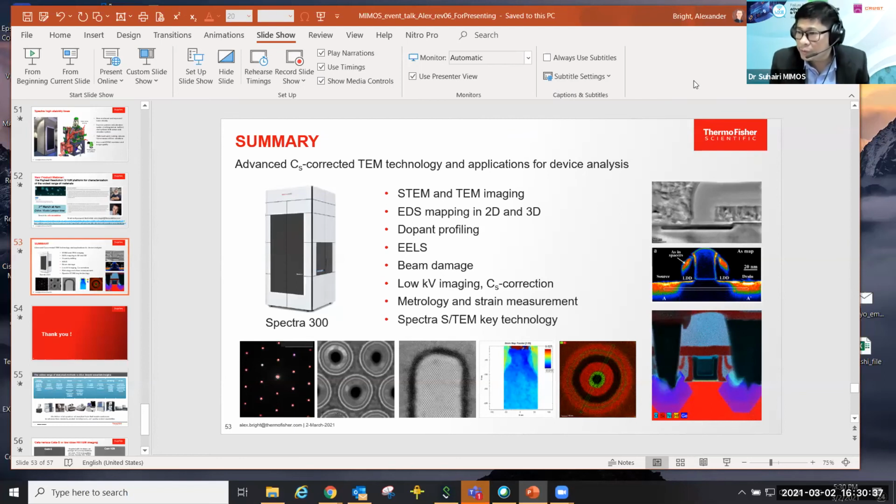The question for you is from Muhammad Nizam: how to increase count rate if we have a beam sensitive element? I mean, if you use TEM EDS, how do we play with the count rate for a beam sensitive element specimen?